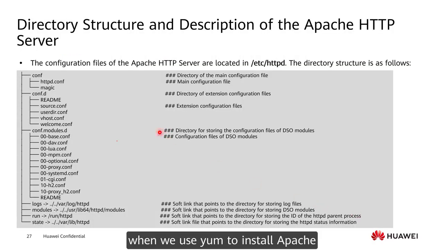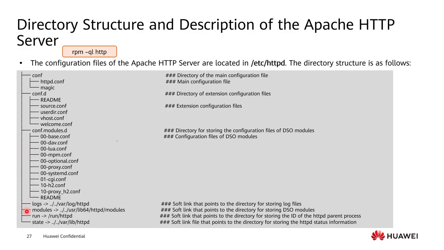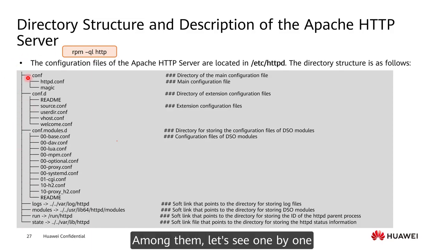And when we use yum to install Apache, the configuration files related to the service are automatically generated. You can run the command rpm -ql httpd to view all related files. On the slides, we just list some of them. Among them, let's see one by one.